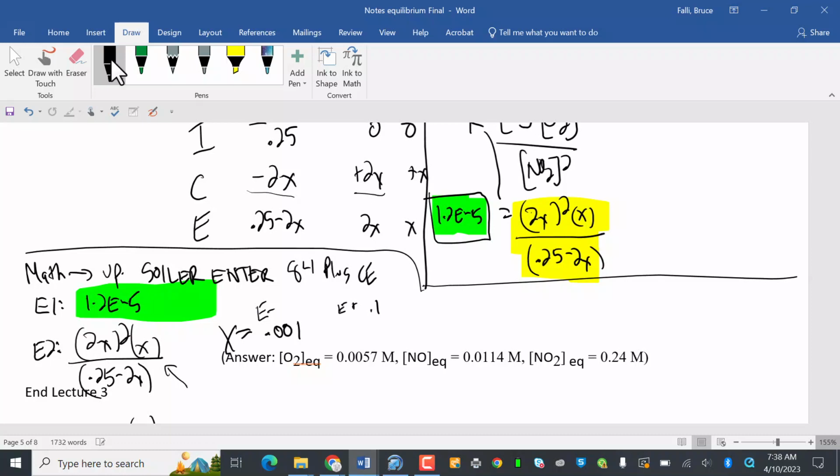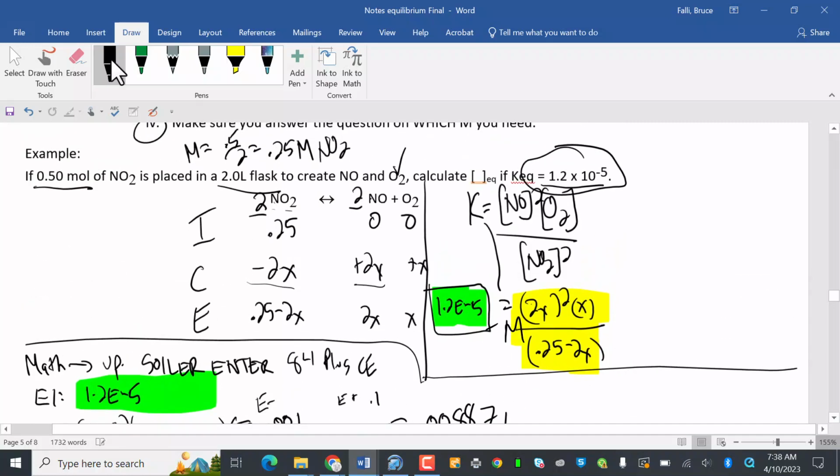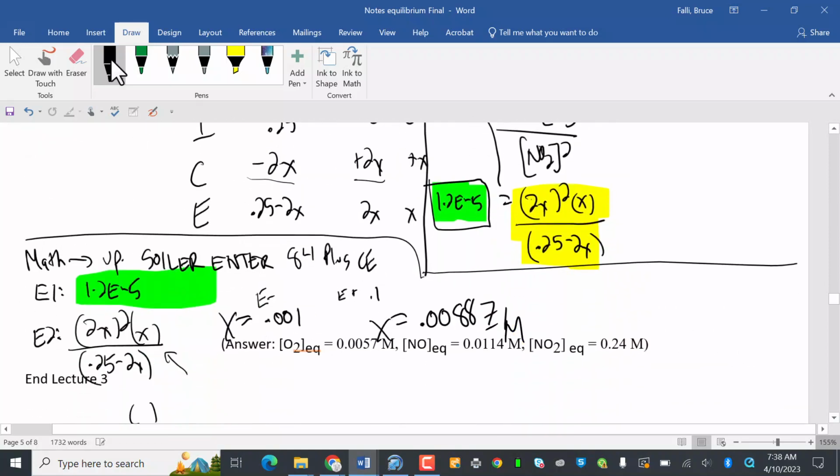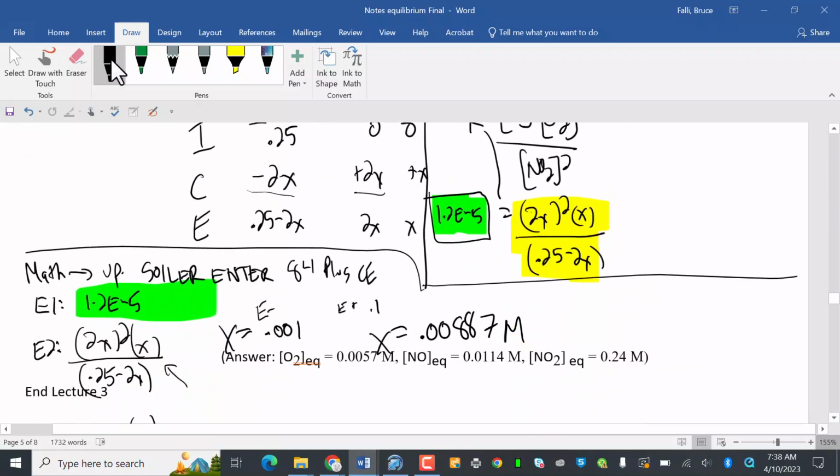0.0001 alpha enter, and it changed my x to the correct answer, 0.00887 molar. Okay, so let's see what the question asked. Calculate the ending concentrations of everything. Okay, we can do that.